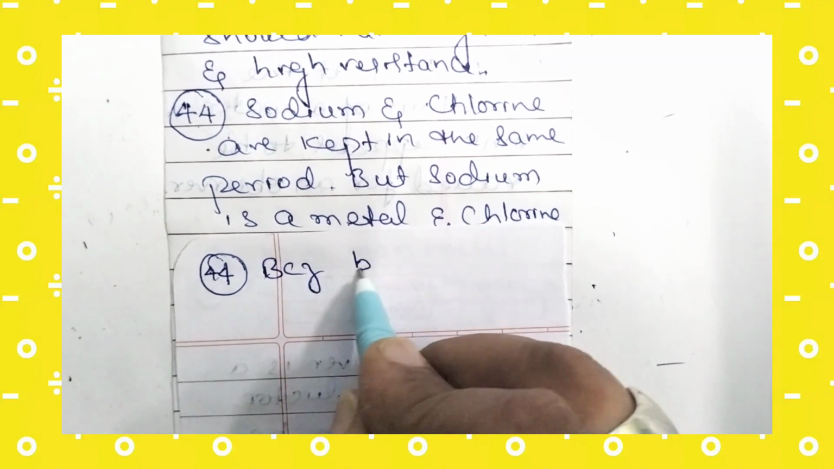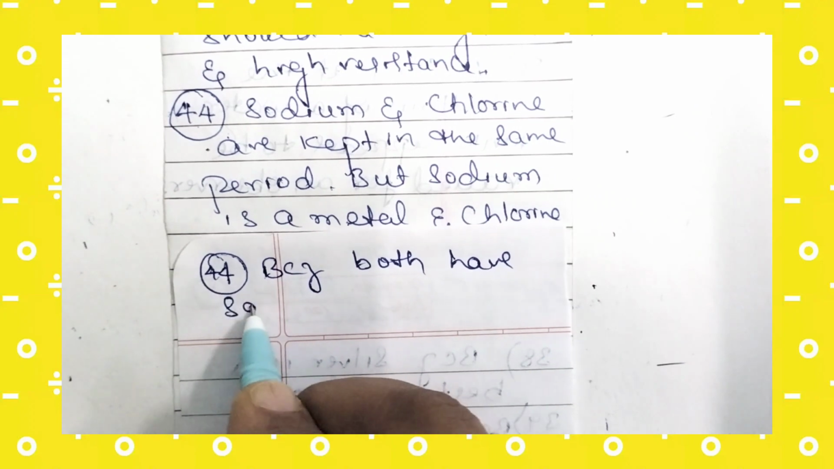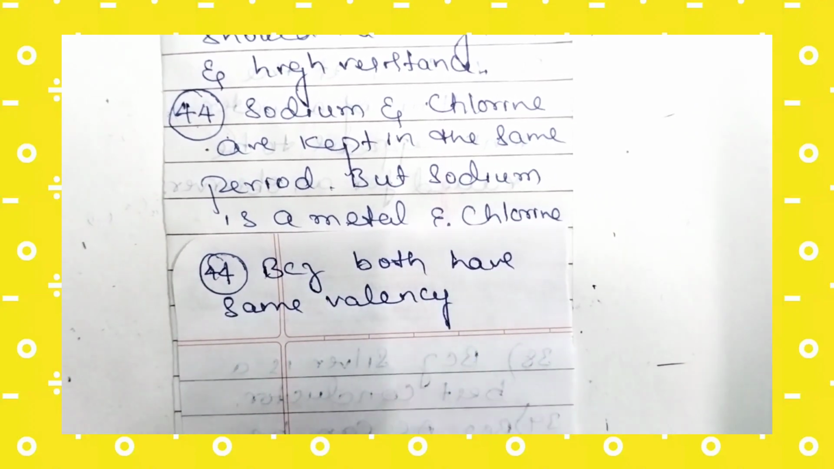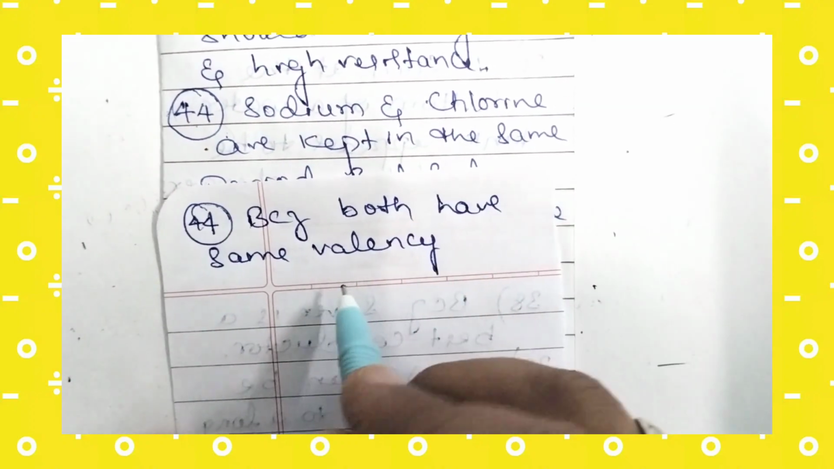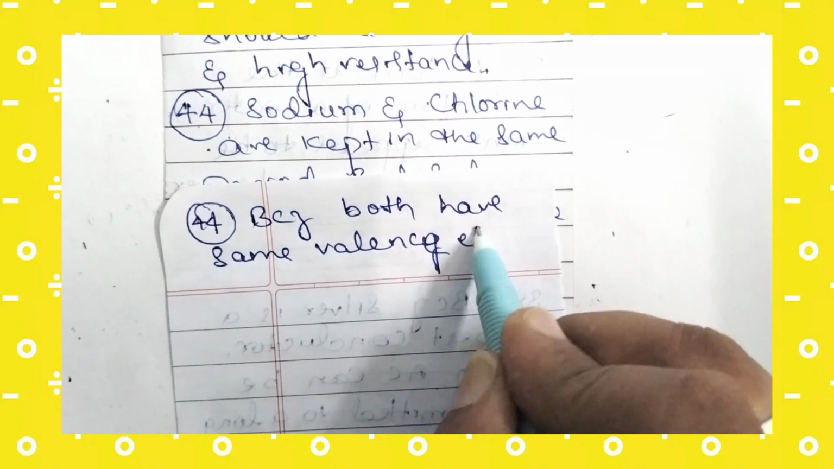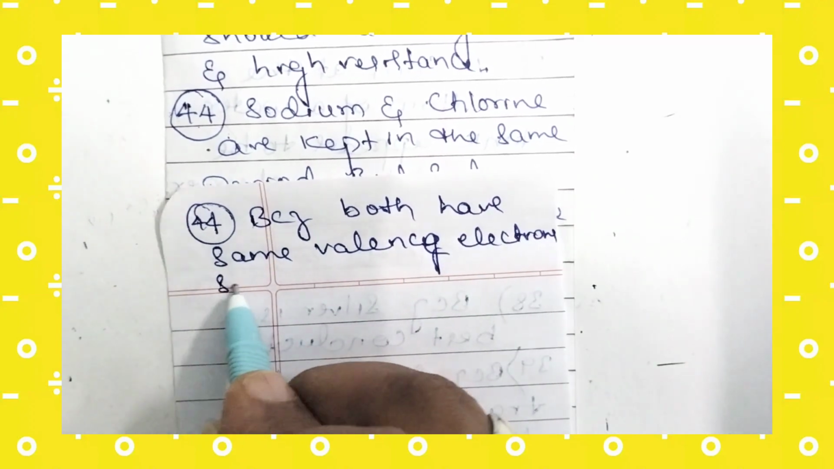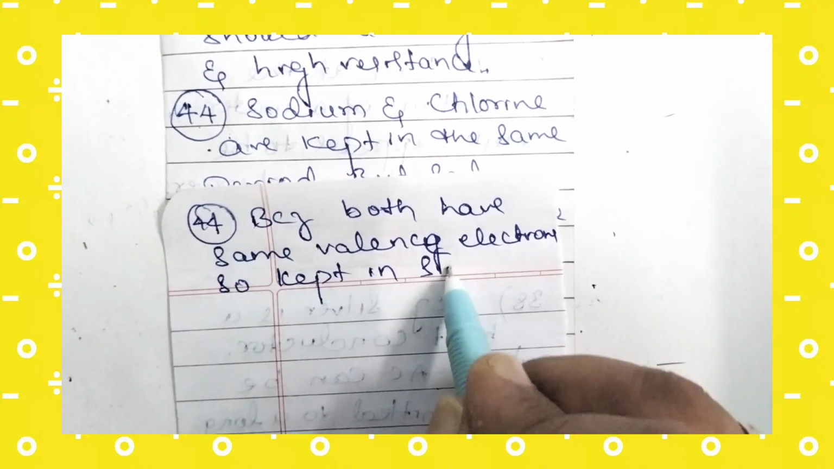Because both have same valency, both have same valence electrons. So kept in same period.